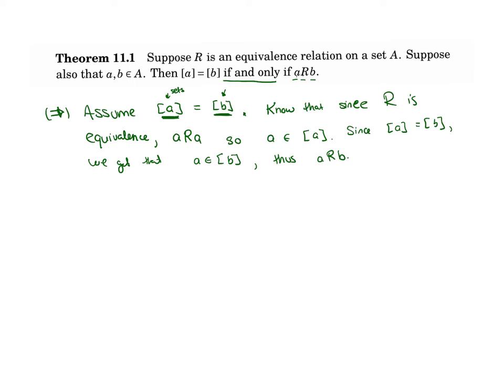Therefore, we have concluded RQ, so we're done. All right, so now going back the other way, I want to assume that A is related to B, and I want to try to show that the equivalence class of A is equal to the equivalence class of B.